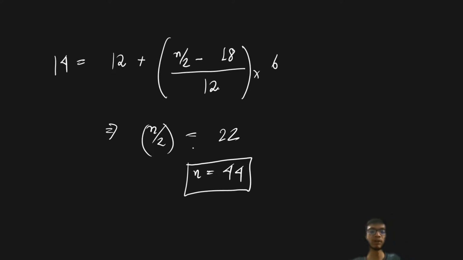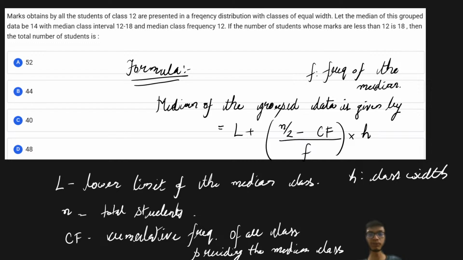Very simple and straightforward once you know the formula for the frequency distribution table. This is a very important formula, and it is simple to understand and derive also. If you don't remember it, you can approach it by understanding the simple frequency distribution. Applying the median formula, the total number of students is 44. With this, option B is the correct answer for this question. I hope you are following.